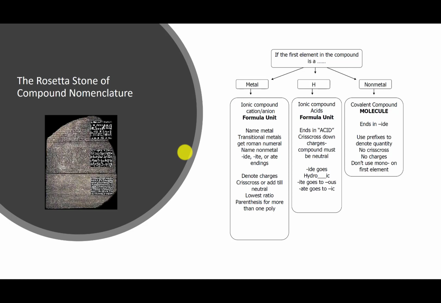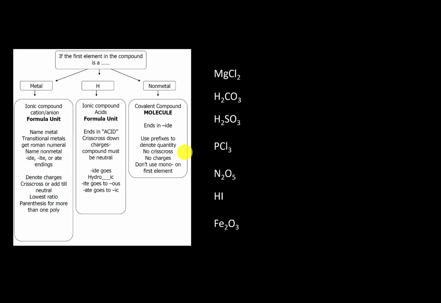And you'll find how easy it is. Let me give you an example. Let's start with this first compound, MgCl2. We have to answer one question to get started. The question is, what is the first element? If the first element in the compound is a metal, then we do this. If it's a hydrogen, then we do this. If it's a nonmetal, then we do this.